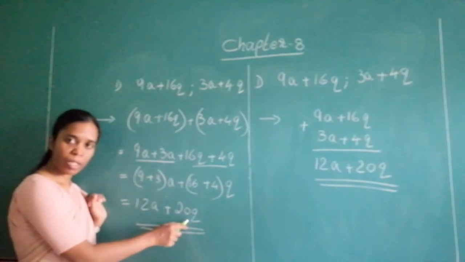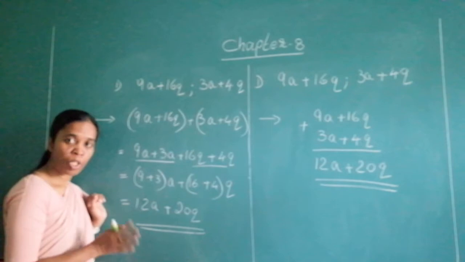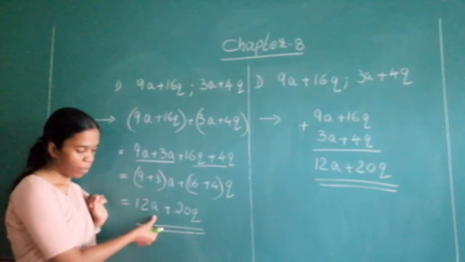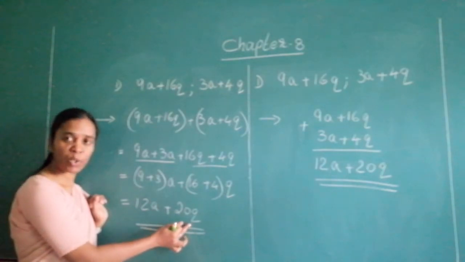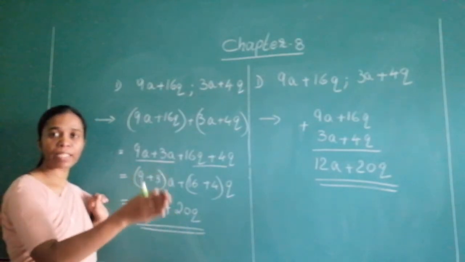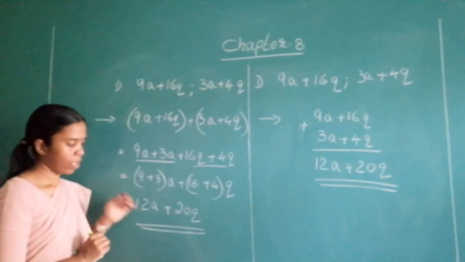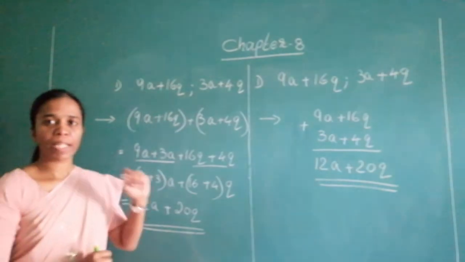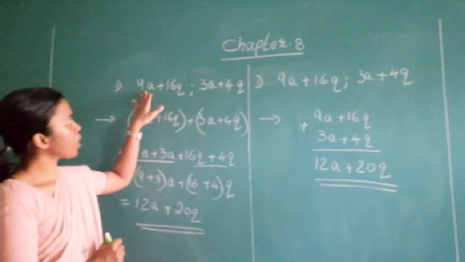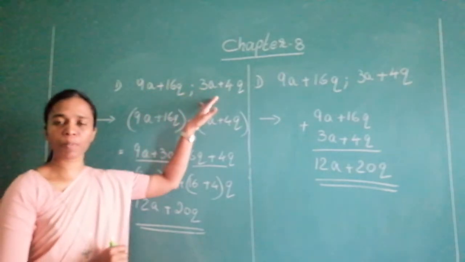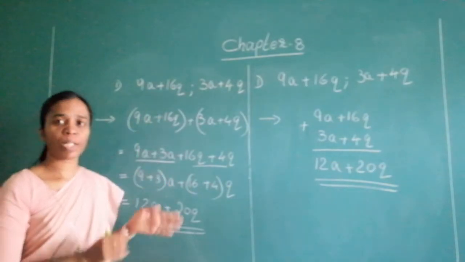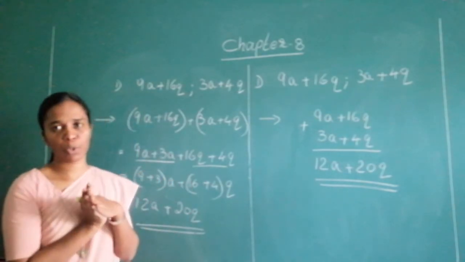Now if you look at it, can I further add them? No. Why? They are not like terms. The variable here is a, the variable here is q. So I cannot add them further. This will be my final answer. Now how did I decide whether I can add them? Because I saw that there are some like terms in both the binomials. Therefore whatever the like terms are, I can put them together.